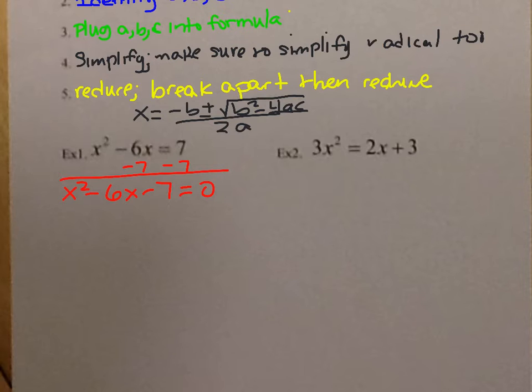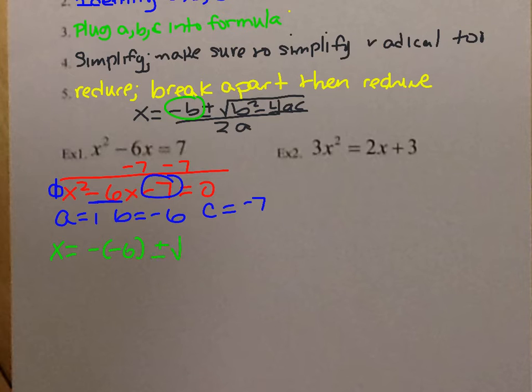All right, now we're going to identify a, b, and c. Remember, a is the number in front of x squared. There is no number here, so that means that's a 1. B is the number that's in front of your x, so that's negative 6. Watch the signs. C is the number that has no x, that's negative 7. All right, so now we're going to plug it into the formula. So you start off with x equals. Now it says negative whatever b is. So it's negative negative 6.